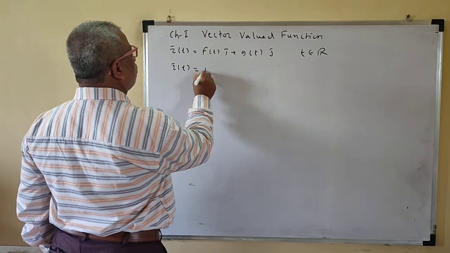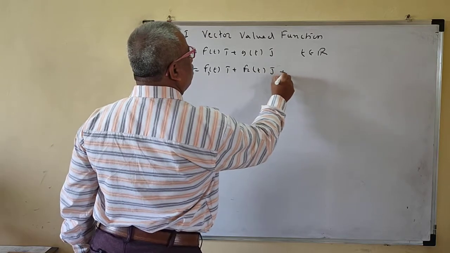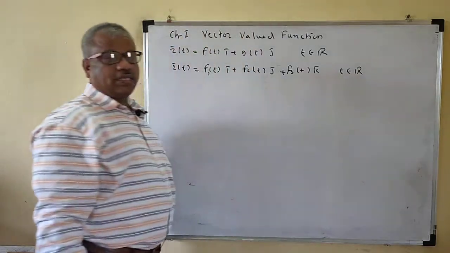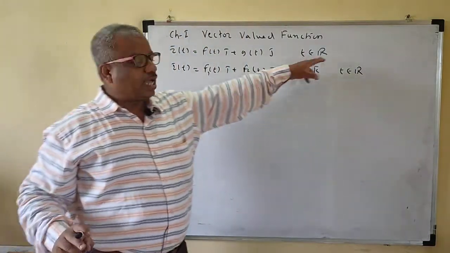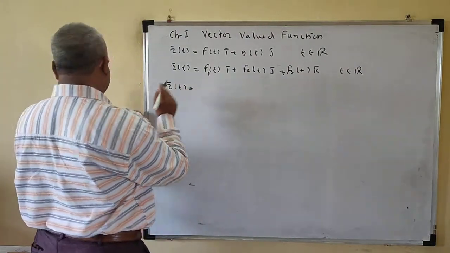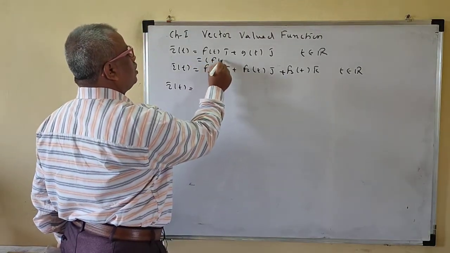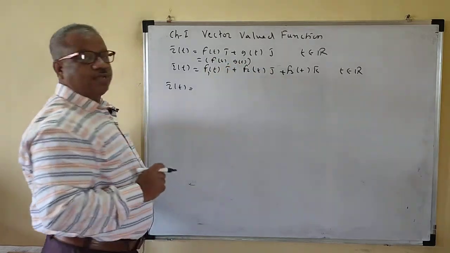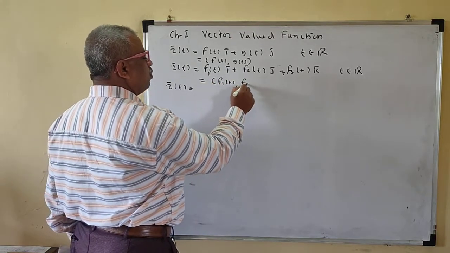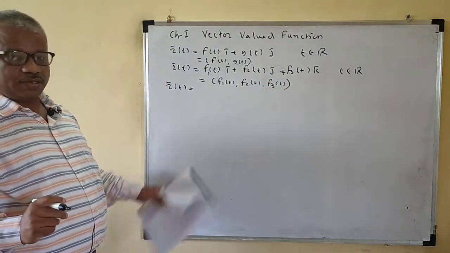R bar of t is equal to f1 of t i bar plus f2 of t j bar plus f3 of t k bar, where t belongs to R. R is the domain of the vector valued function. So we'll take an example. We may write f of t, g of t in a two-point form, and here we can write f1 of t, f2 of t, f3 of t. We can write the vector in this form also.